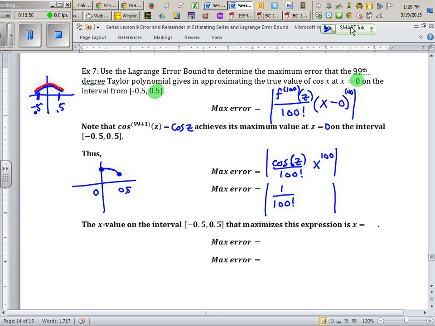But for x to the 100th, if we want to max out x to the 100th, which x value are you going to want to use from your domain? You can do either, can't you? Yeah, it doesn't actually matter, but you're going to want to pick an endpoint because you're trying to make x to the 100th a large number. Either endpoint works in this case, because it's an even function. So you can pick 0.5 or negative 0.5. Either way, that x to the 100th will max out. So this is 0.5 to the 100th or negative 0.5 to the 100th.